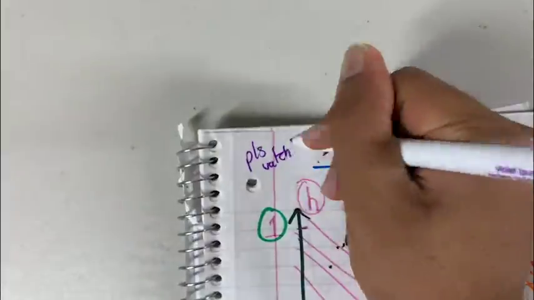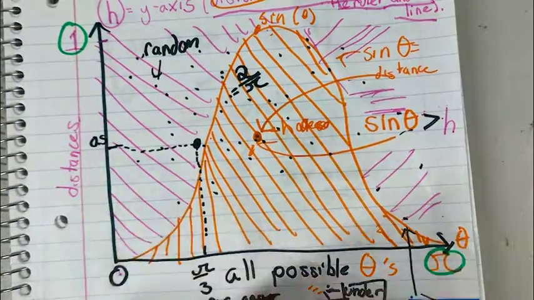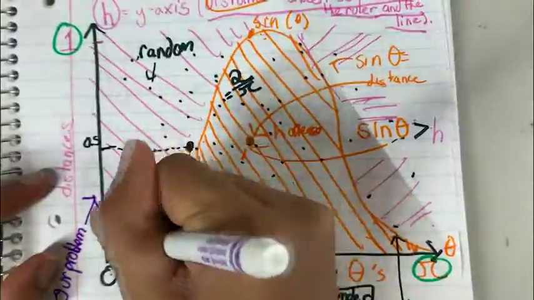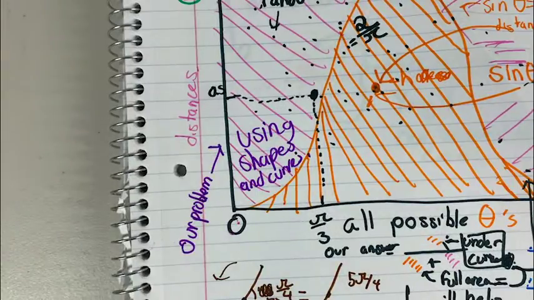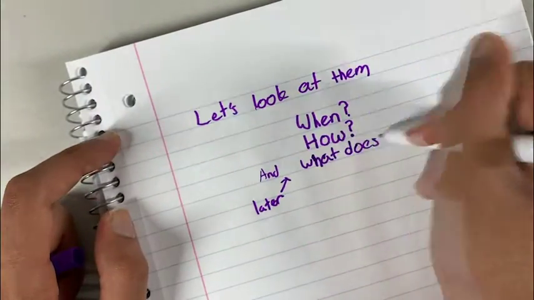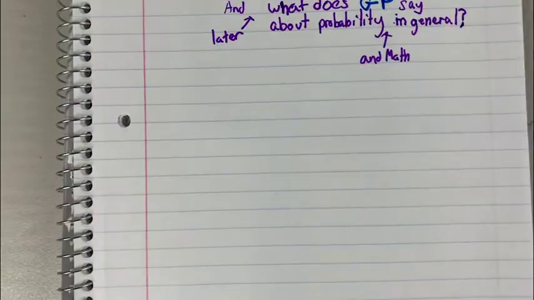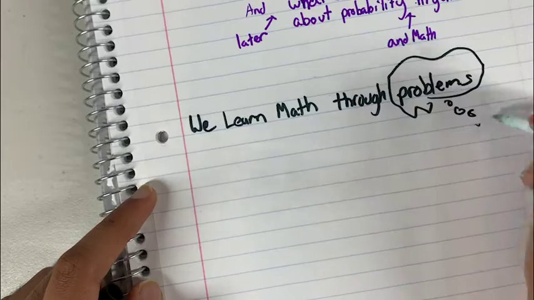For example, our last video, which I highly recommend you watch, link will be in the description, tackled Buffon's needle. And we found that representing our problem in a geometric space was useful because there was infinite possibilities of dropping our ruler. We're going to look at these techniques and understand when to use them, how to use them, and later, what geometric probability says about probability and math in general. We learn math through problems, so let's start with the problem.